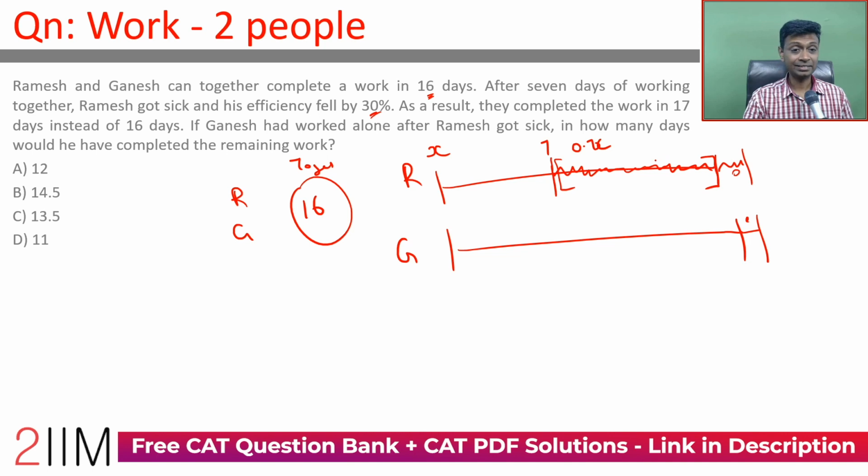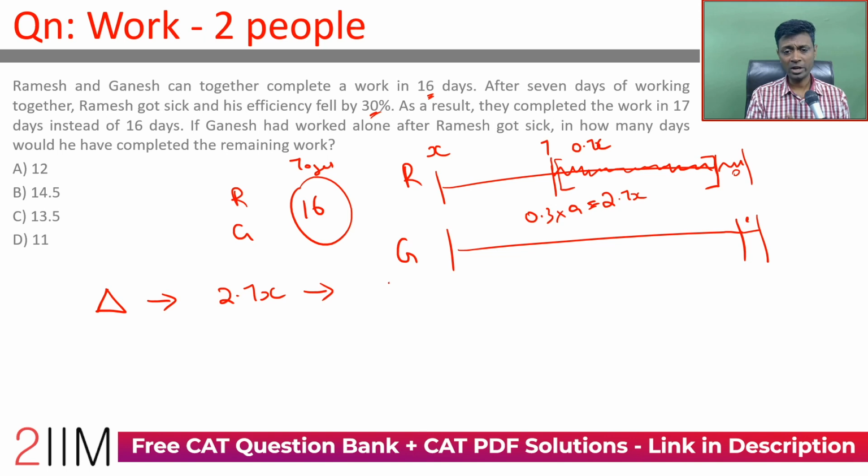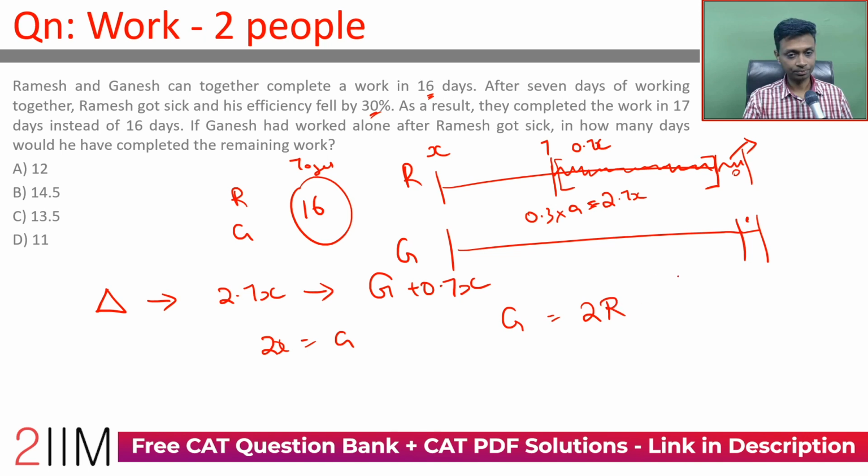In these 9 days, Ramesh is going to fall short by 2.7x, 0.3 into 9. So the delta, the gap because of the drop in efficiency, is 2.7x. x is what Ramesh accomplishes in a day. This 2.7x is being compensated by 1 day of Ganesh plus another 0.7 of Ramesh, because on the last day, the 17th day, he also works, at reduced efficiency, but he's still working. Or 2x equals g, or g is twice as good as r.